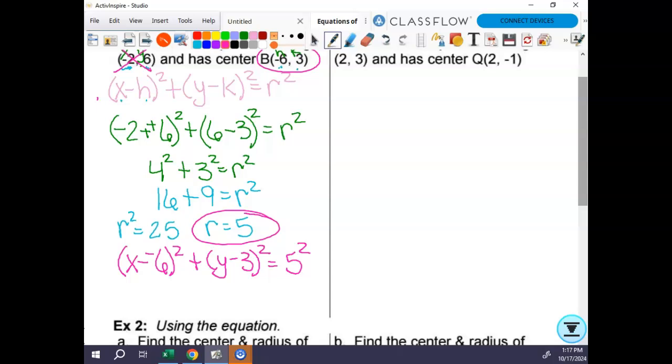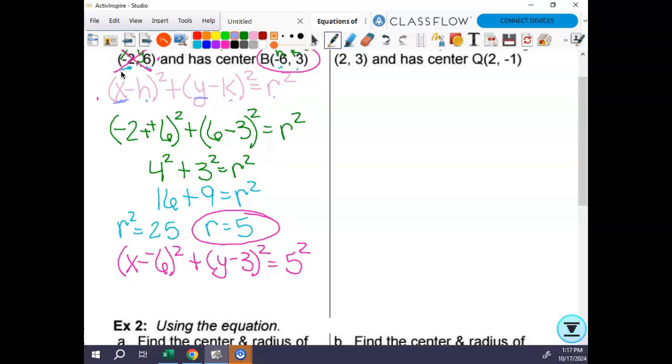Because I used the x and y to help me find r, but when I write the equation, the x and the y stay there. I replaced the h, k, and the r. So I marked that out so I didn't accidentally use those numbers. Does that make sense? Okay.